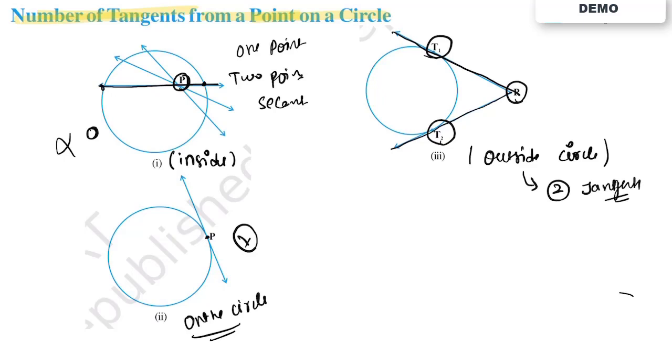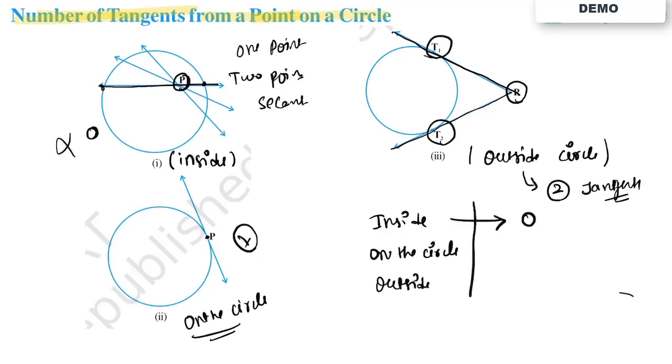So let me just revise it for you. Inside, on the circle, and outside the circle. Inside 0, on the circle 1, outside 2. So you have to note it down in your copy.